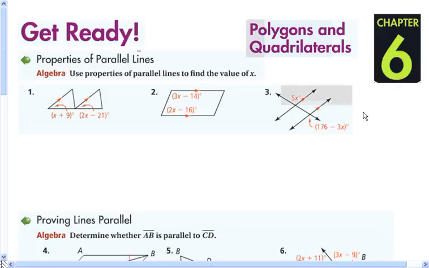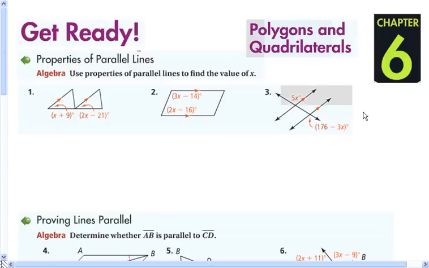Alright, this is lesson 6.1. In this lesson, we are going to find the sum of the measures of the interior angles of a polygon, and we are going to find the sum of the measures of the exterior angles of a polygon. Anyway, a couple of review things that we need for this chapter.